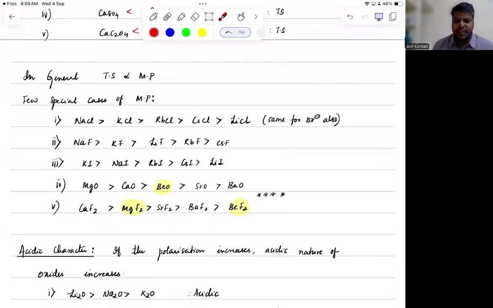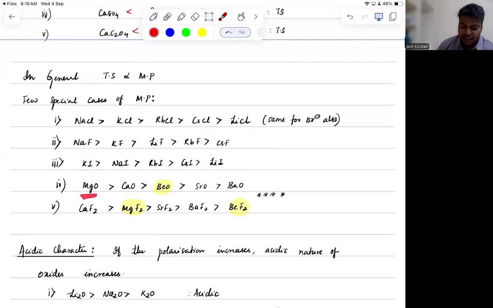In general, thermal stability is always proportional to melting point. So you will notice the melting point will be the same as that of thermal stability. Special cases are when it comes to group 1 and group 2, check it out. NaCl, KCl, RbCl, CsCl, and LiCl. This is the same for chlorides and bromides. NaF, KF, LiF, and then RbF and CsF. This is for melting point of fluorides. For iodides, KI, NaI, RbI, CsI, and LiI. This will be for iodides.